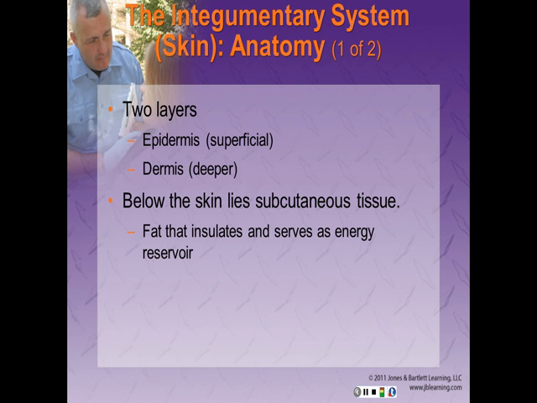The integumentary system, or the skin, consists of two layers, the epidermis, which is superficial, and the dermis, which is the deeper layer. And below that skin lies subcutaneous tissue, which is a layer of fat below the skin that serves as an insulator and as an energy reservoir.